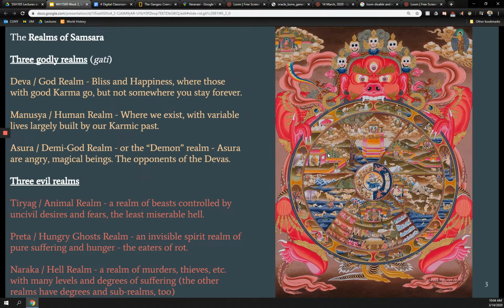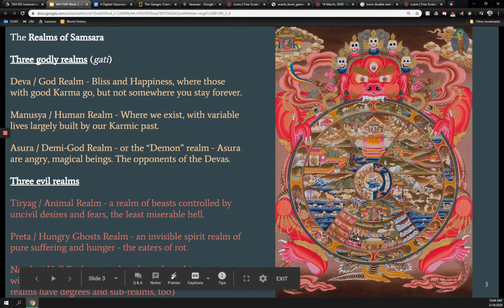And then even below that, even worse than being a hungry ghost, is to be sent to the hell realm, or Naraka. This is the realm where murderers, thieves, other criminals, really bad people go, and there are many degrees of suffering that you see here. It's like 26 or something like that. I don't remember the exact number. So there are multiple realms and sub-realms.